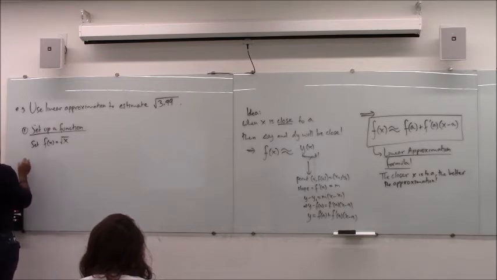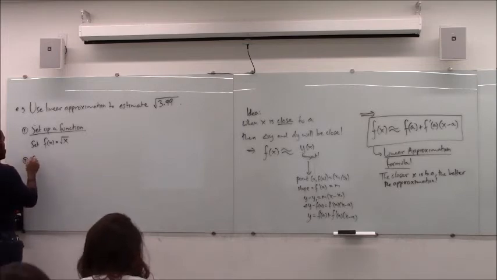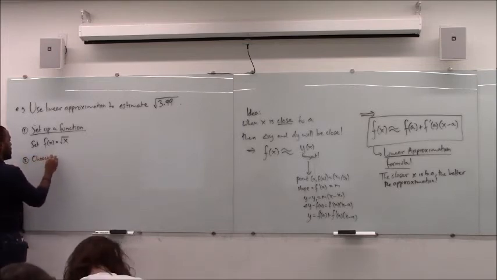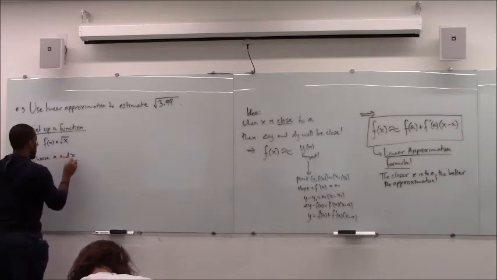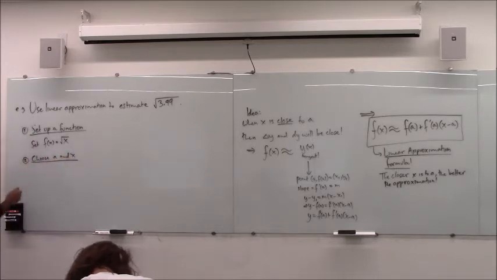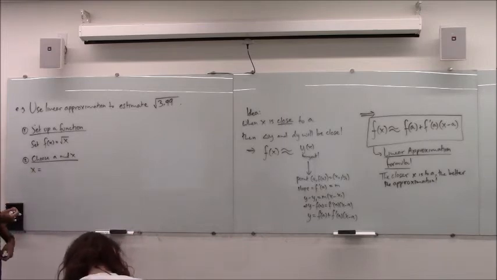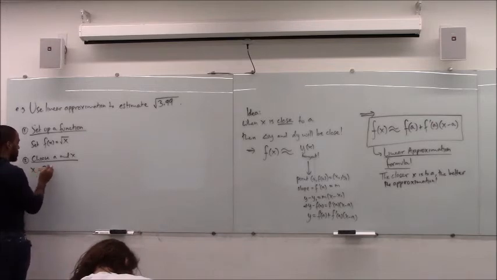The next thing you're going to want to do is to choose your a and x's, okay? So your x, this is going to be the value that you care about. Remember that value that you want to approximate the output at. So your x is actually going to be that 3.99.